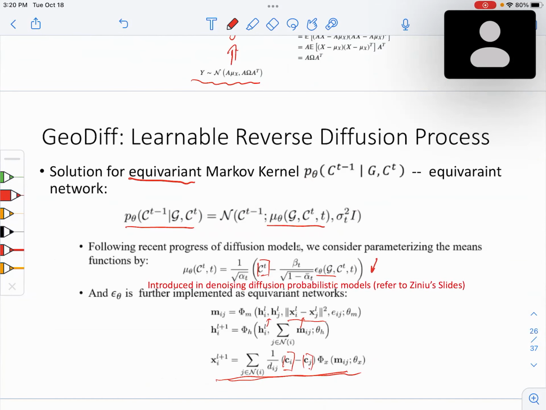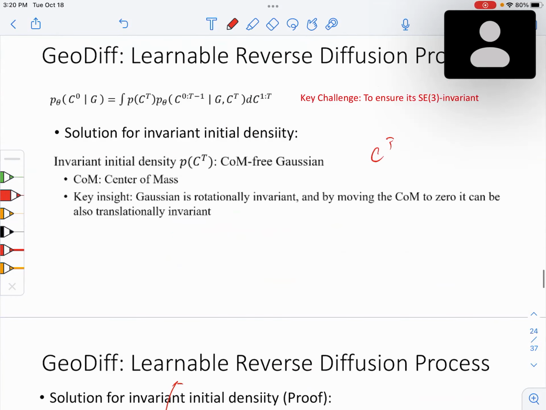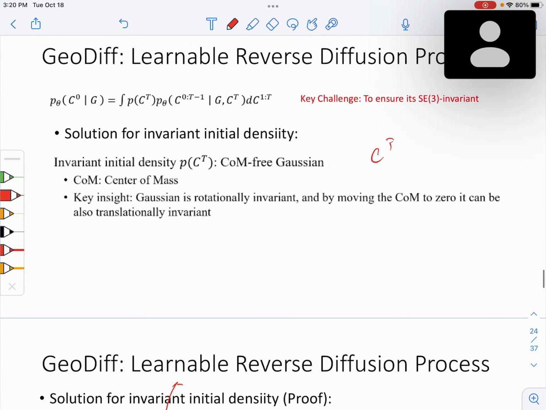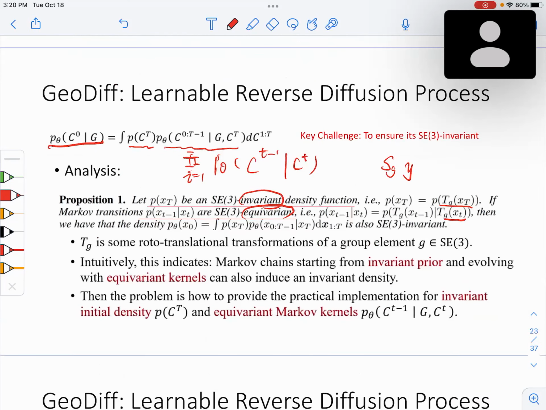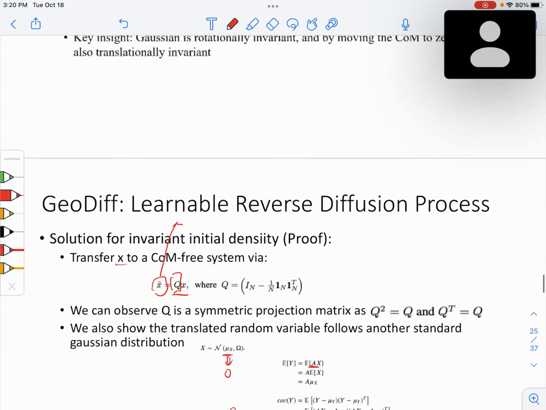To sum up, they first do some analysis showing that in order to achieve these equivariance constraints in the reverse diffusion process, they need to satisfy two constraints. One is that the initial density function needs to be SE3 invariant, and secondly, the Markov kernels defined in the reverse diffusion process need to be SE3 equivariant. And they utilize the COM-free system to achieve the first goal and utilize the equivariant GNN to achieve the second goal.